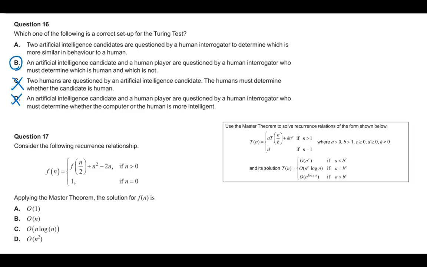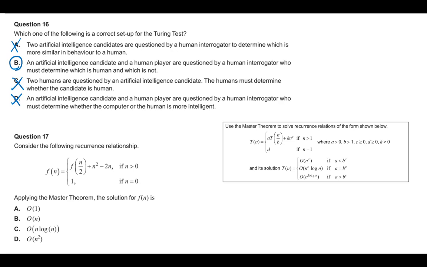And if he cannot, then the Turing test is passed. Let's just read why A is wrong. So we're not distinguishing between whether ChatGPT is better than Grok. We're deciding, can Grok imitate a human? So the answer is B.